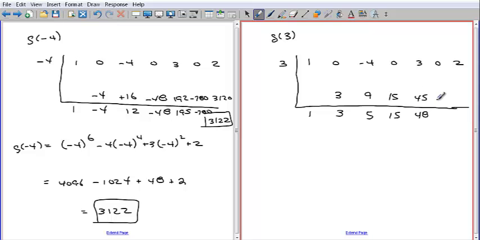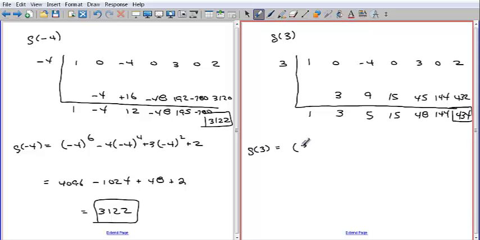48 times 3 is 144. Add that to 0, you get 144. 144 times 3 is 432. Add this together, you get 434. Okay.